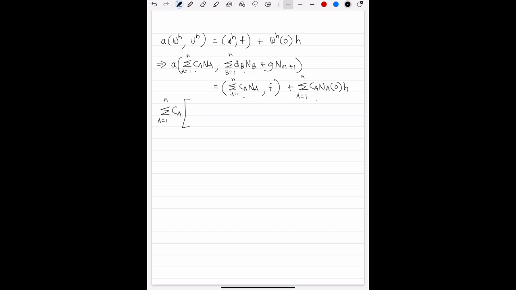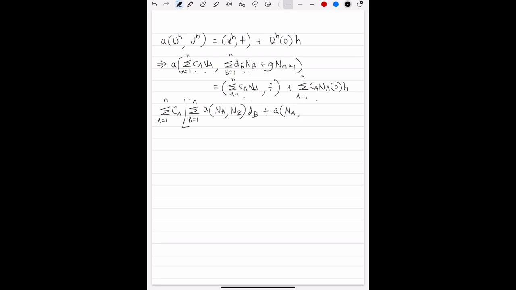For the first term, the summation over b can also be pulled out due to bilinearity. So it's summation b equal to 1 to n, and all we are left with is a of NA, NB multiplied by the dB's, which have now been pulled out. The second term over here can be written as a of NA from the first half and comma.